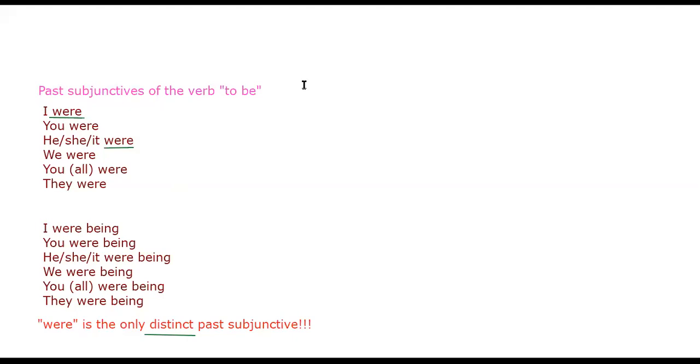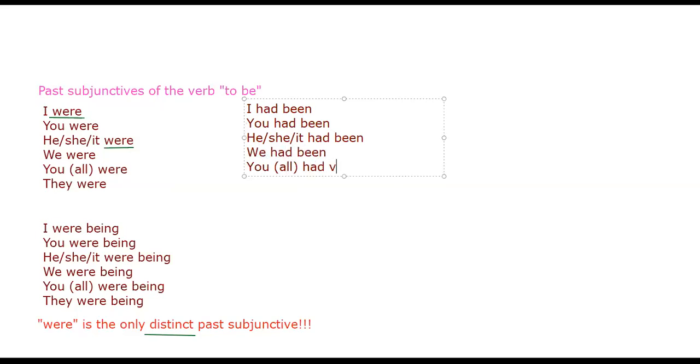And for the past perfect subjunctive, we have: I had been, you had been, he, she, it had been, we had been, you all had been, and they had been. So that's how you do the past perfect subjunctive.